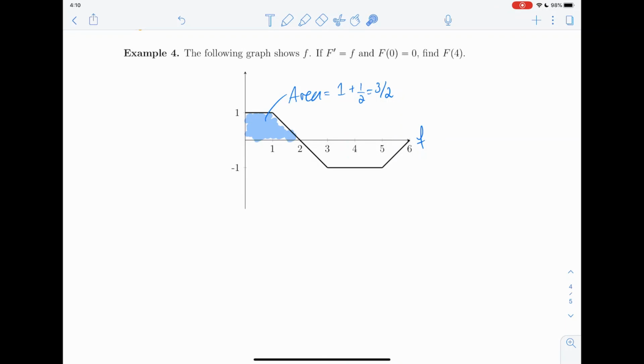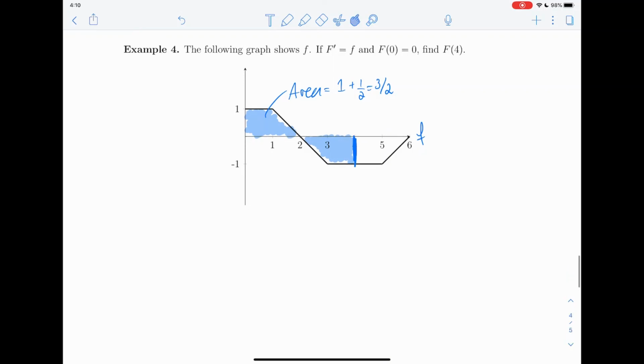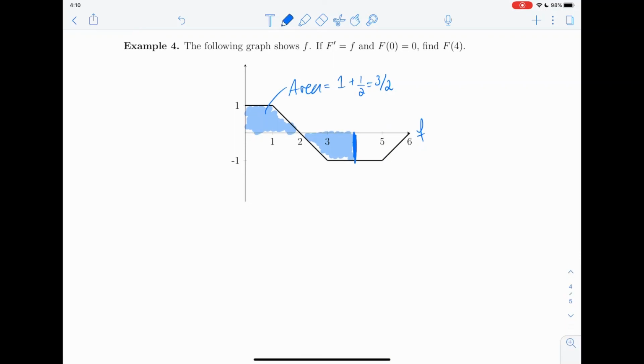We want to find F of 4. So that means what we're interested in is cutting off our picture at 4, and then we'll take an integral all the way up to 4. So we're also going to be interested in this area down here. But notice that this area down here is almost exactly the same area as up here. The only difference is it's negative. So let's be clear here. The area here is also equal to 3 halves, specifically unsigned.